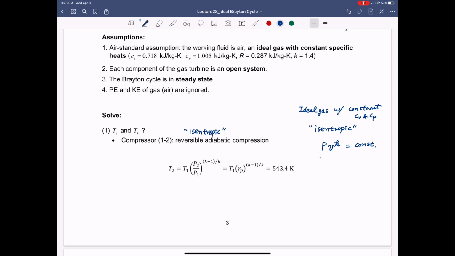Or we can write the same equation in terms of temperature and specific volume as this. Or we also can express the same relation in terms of temperature and pressure as this equation. So which equation should you use? It doesn't really matter, depending on which equation gives you more easy access of solving what you want to calculate.